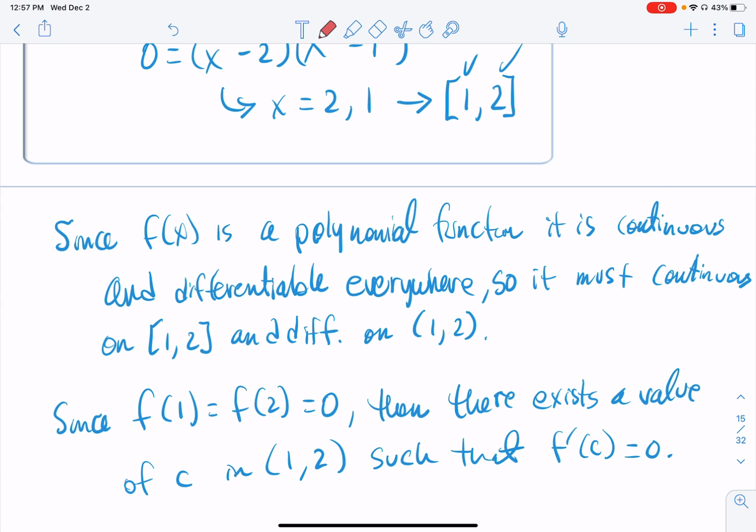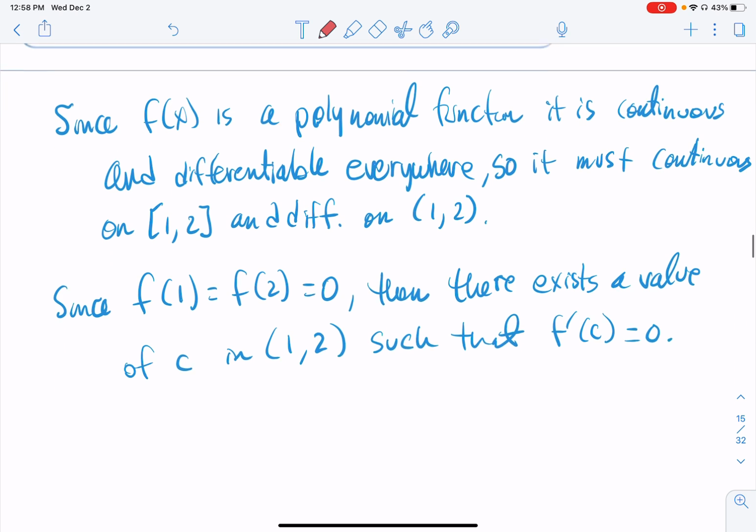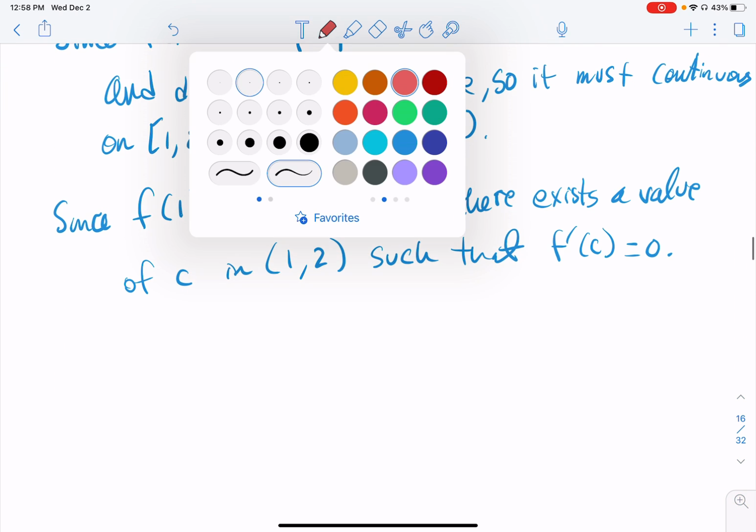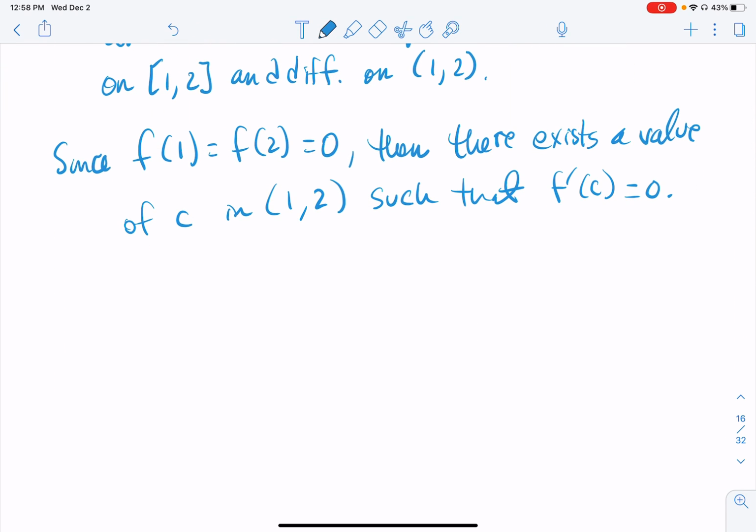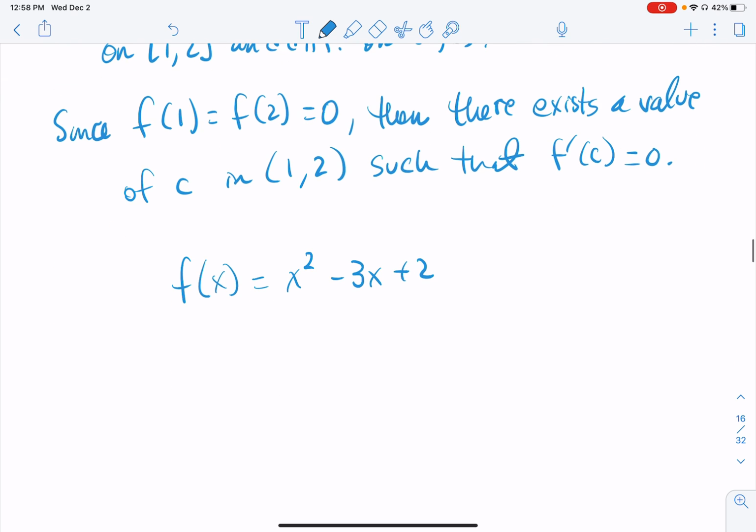It doesn't tell us where it happens. We have to do some algebra, some calculus, or whatever in order to find the thing, and that's what we're going to do next. So in order to find it, I need to actually take the derivative. So what the heck was the function again? I think it was x cubed, no, it wasn't a cubic function, x squared minus 3x plus 2. Take its derivative. F prime of x is equal to 2x minus 3.